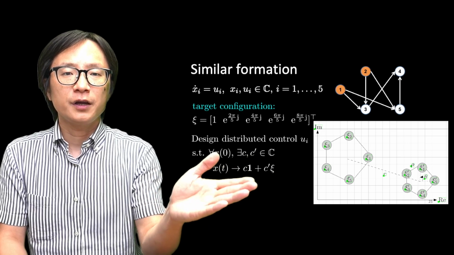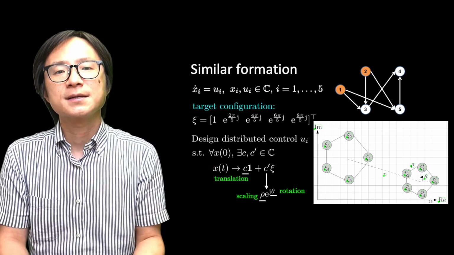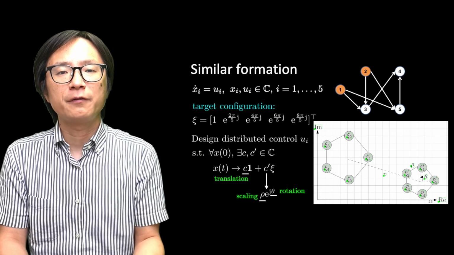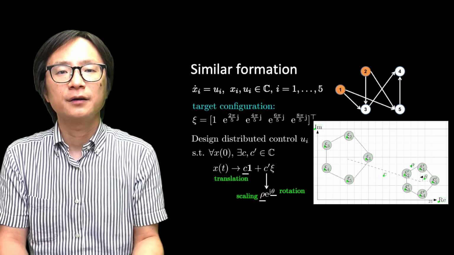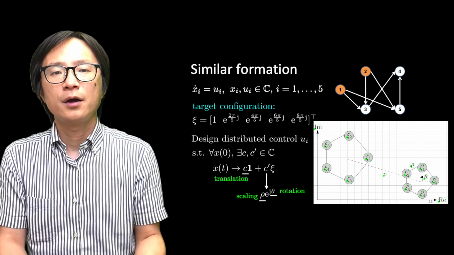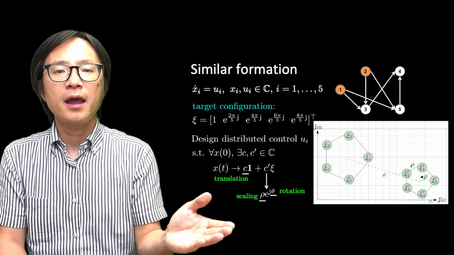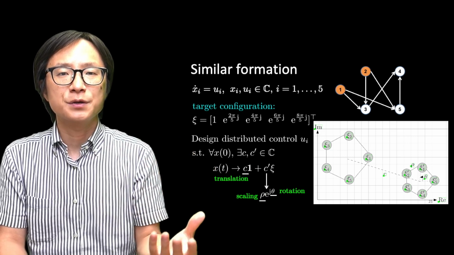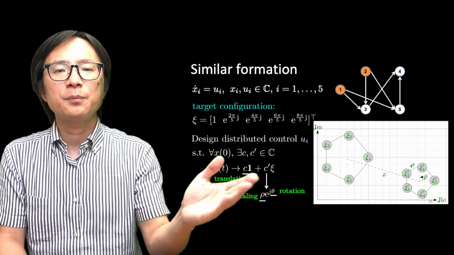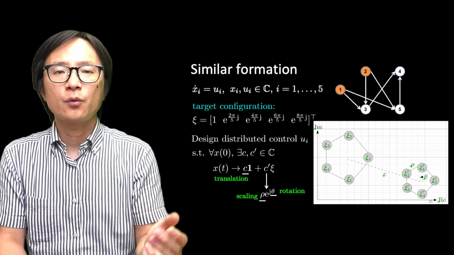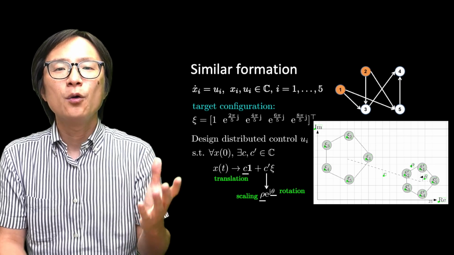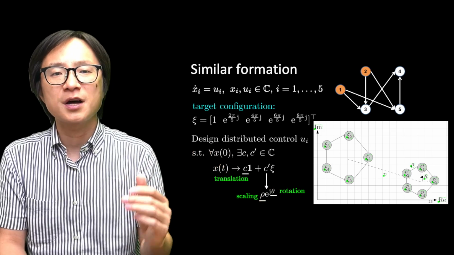The coefficient c before the 1 vector represents the translation, and the coefficient c prime before the target configuration vector, if we write it in the polar coordinate, we can see that c prime represents both the scaling and the rotation that apply to the target configuration. Here note that if c prime is 0, then we are back to the case of consensus. So for any interesting formation control problem, we will assume that c prime is not 0.